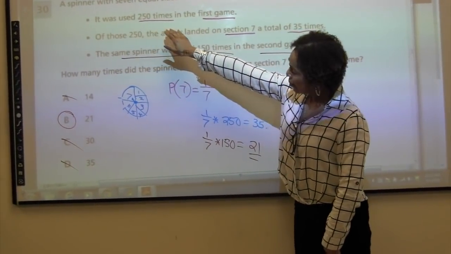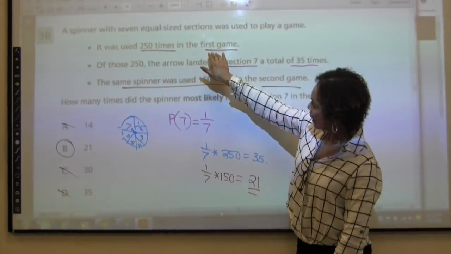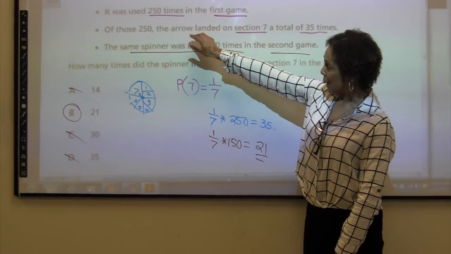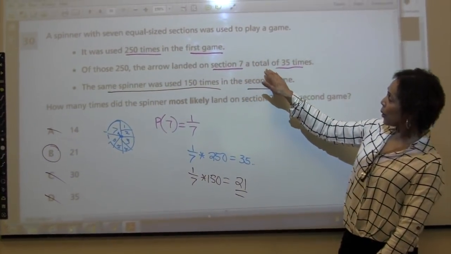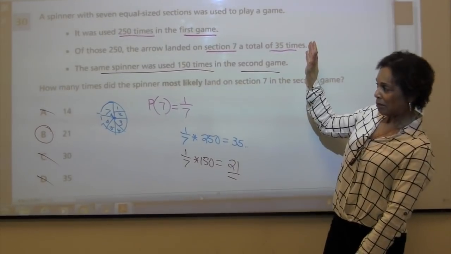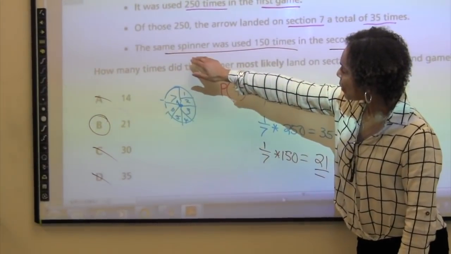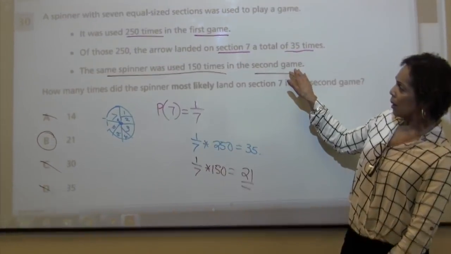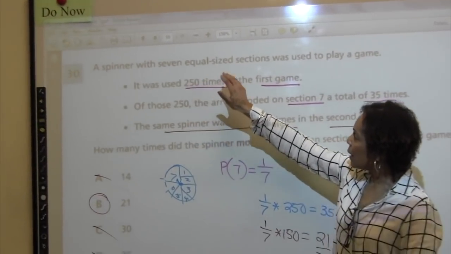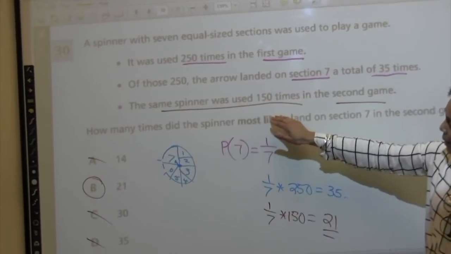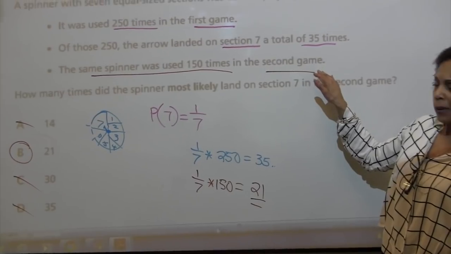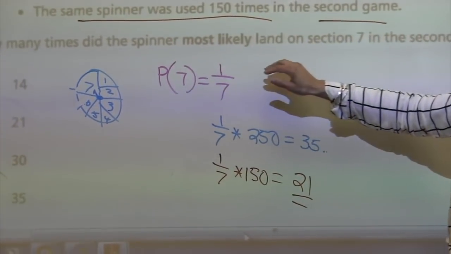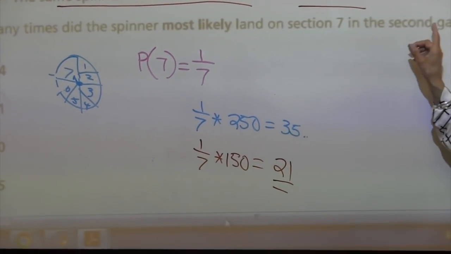El giro se usó 250 veces en el primer juego. De esas 250 veces, la flecha llegó en la sección 7 un total de 35 veces. El mismo giro se usó 150 veces en el segundo juego. Ahora la pregunta: ¿cuántas veces llegó la flecha en la sección 7 en el segundo juego?